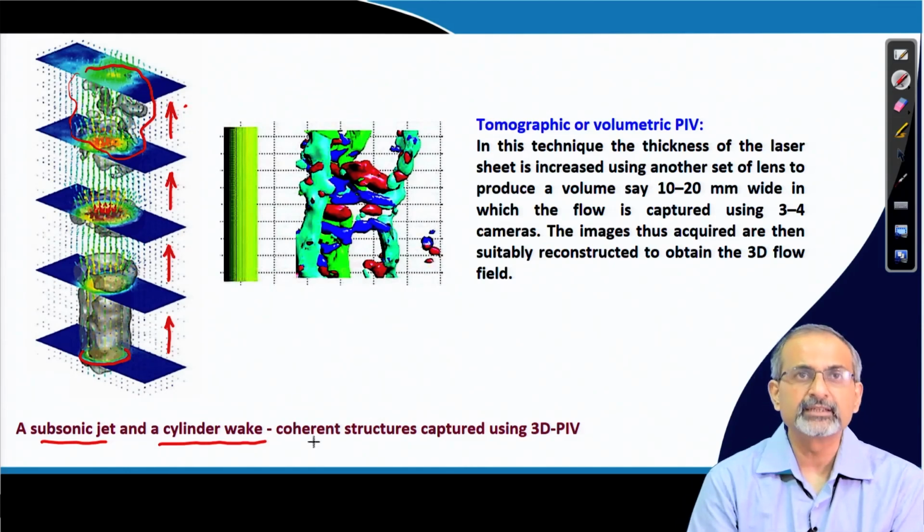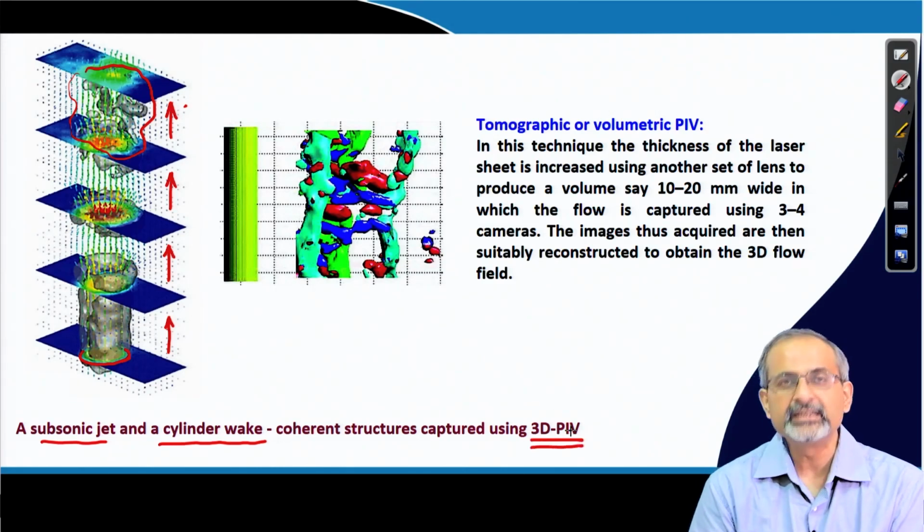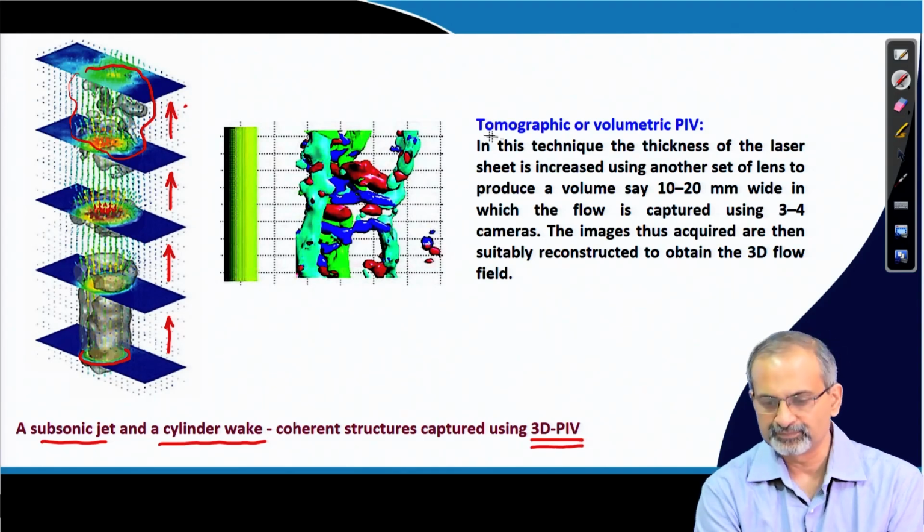So, this gives you a kind of a spatial development of a subsonic jet. It is a circular jet here. If it was a square jet or non-circular jet, then interesting happenings like axis switching, etc. can also be observed. So, this is happening through 3D PIV or tomographic or volumetric PIV.